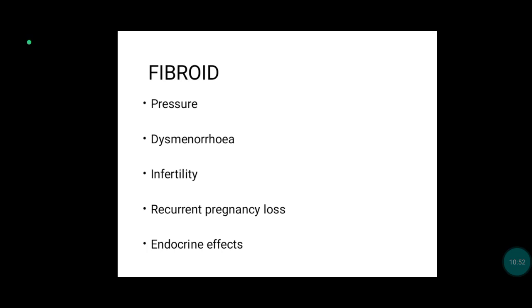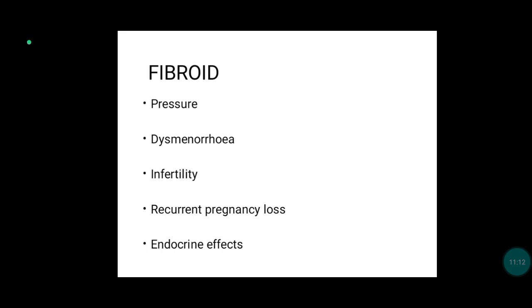The next symptom will be dysmenorrhea. Dysmenorrhea will be present in fibroid, but it will never be a chief complaint. The cause for this dysmenorrhea will be heavy menstrual bleed, but there will be no dyspareunia. There will be dysmenorrhea but no dyspareunia.